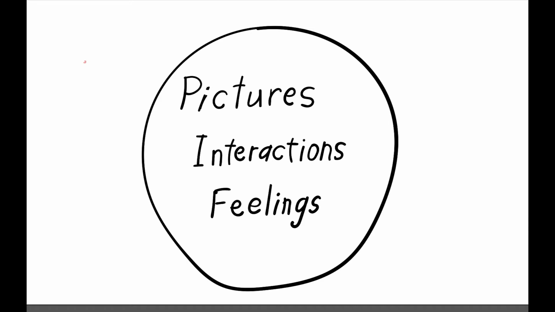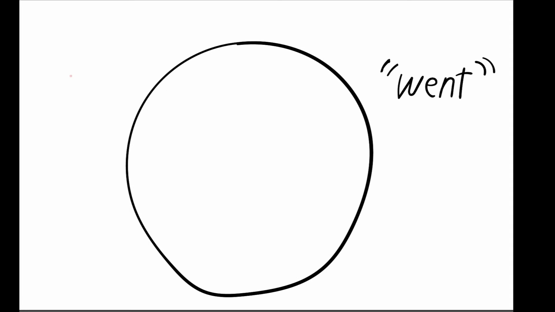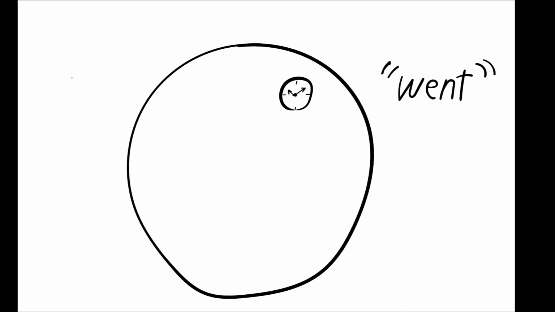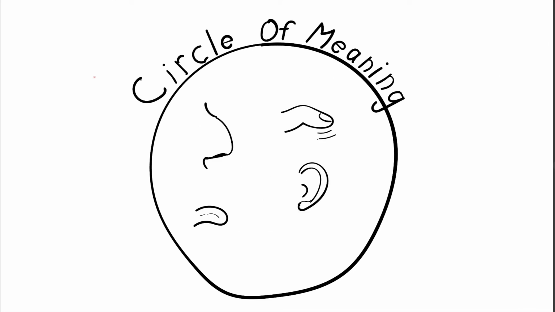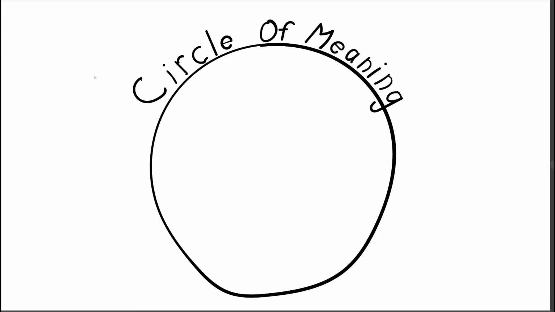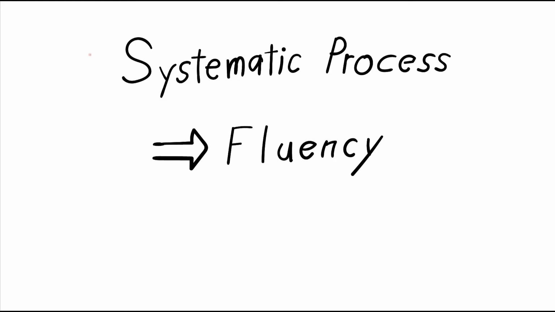More complex words and phrases may come to mind by thinking of some interaction. The word went can be abstract since it has elements of both time and place. He went to the house. Feelings and sensory input can add to this circle of meaning. We use the circle concept as a useful way to isolate and focus thoughts in order to help learn words. Pictures, interactions, and feelings may help bring meaning to consciousness, yet we may still not find the right word. A more systematic process to store and retrieve new words can help increase fluency.